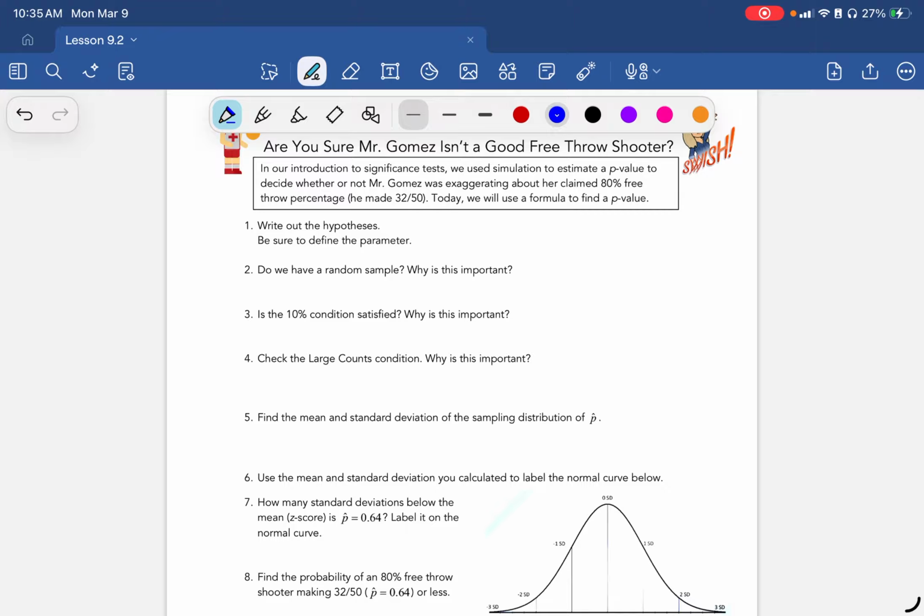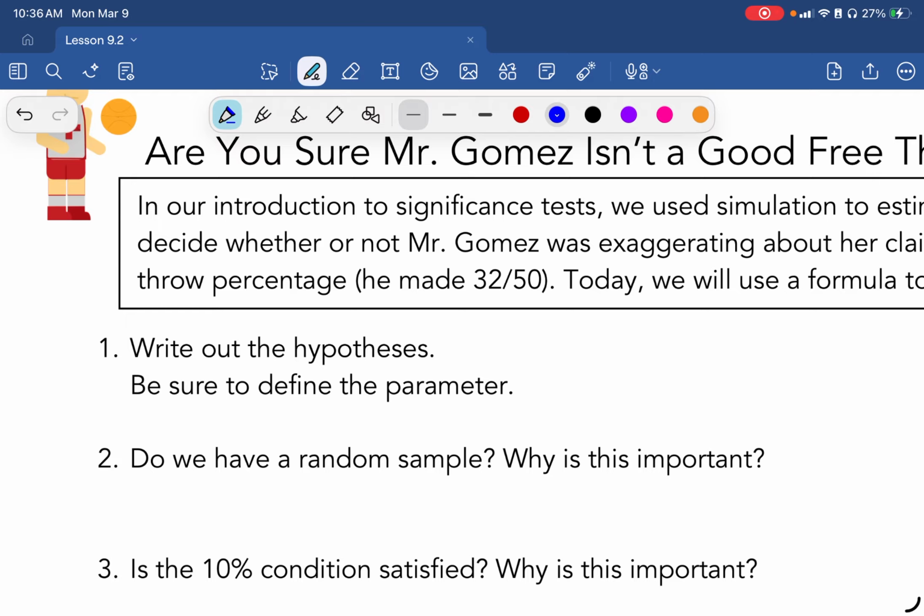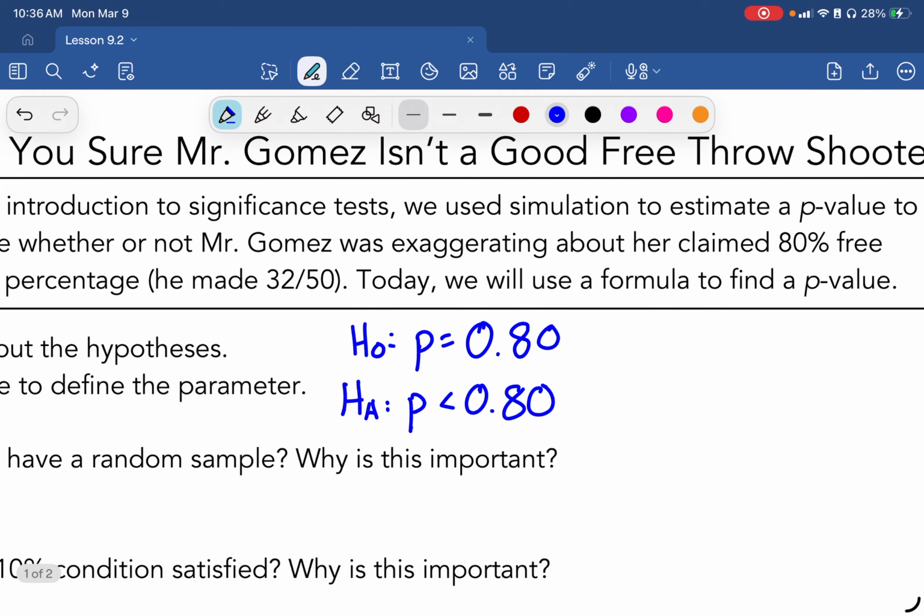With that said, what we saw in 9.1 is that Mr. Gomez may not have been the 80% free throw shooter he claimed. In fact, we rejected our null hypothesis and we had convincing evidence that Mr. Gomez is a less than 80% shooter. So we were testing this claim: our null hypothesis is that Mr. Gomez is an 80% free throw shooter, versus the alternative hypothesis that he's not and he's a less than 80% shooter.